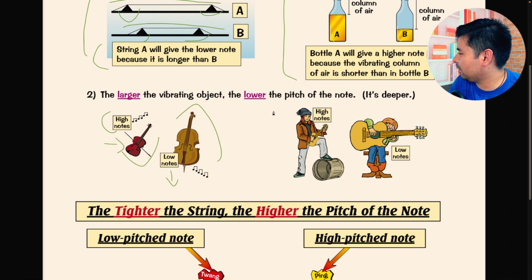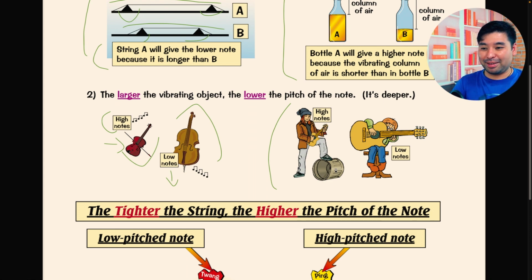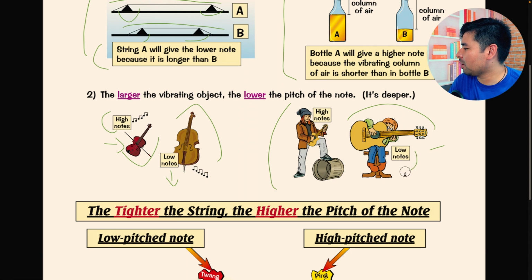Okay? And then we have the second example here. There is this boy playing this little thing, looks like a ukulele. I don't know if you know, there is an instrument called, I think, ukulele, something like that. Because it's smaller, so higher notes. And there is the other man here playing a big guitar, maybe acoustic guitar. So because the size is bigger, the notes are gonna be lower, okay?